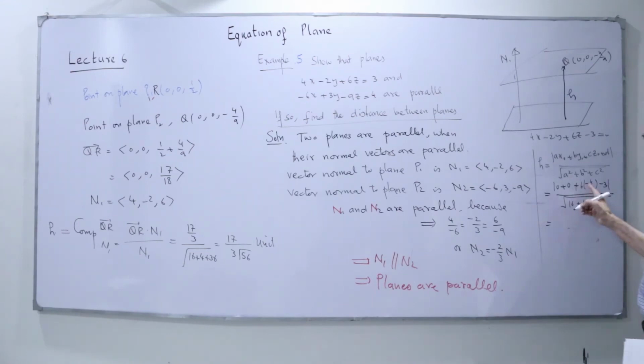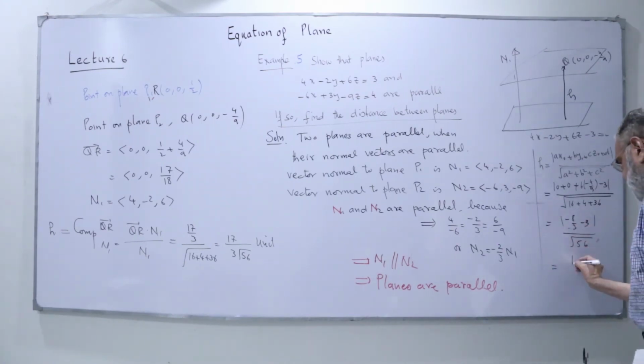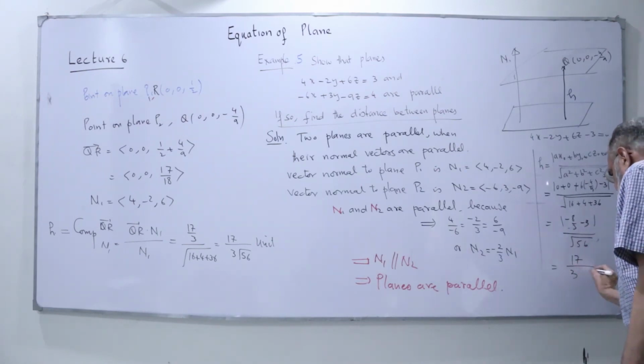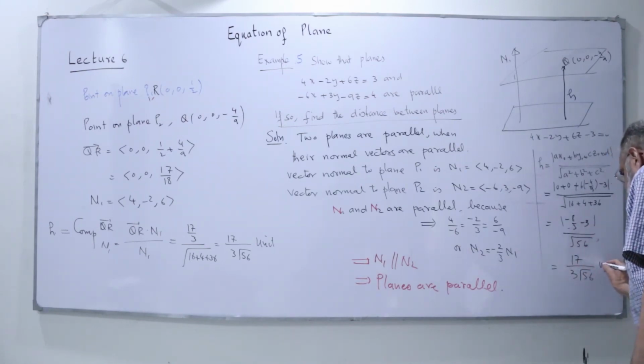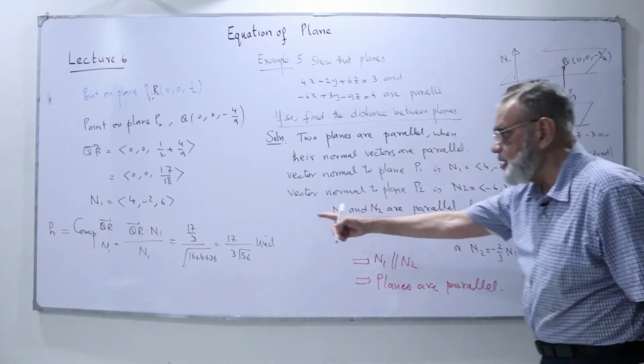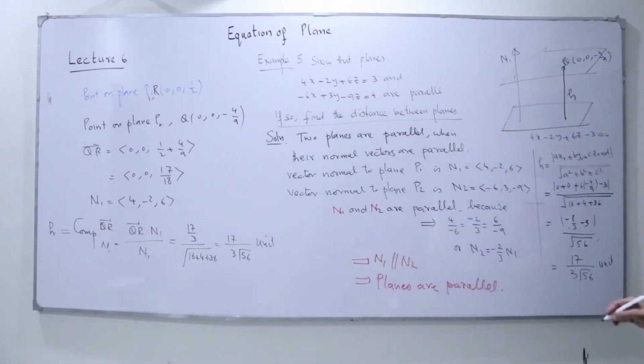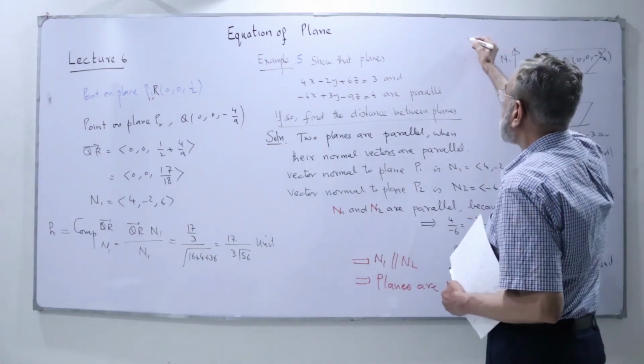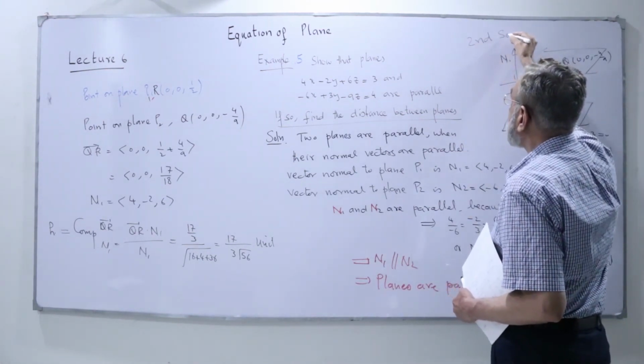We simplify this one, and we get minus 8 upon 3 minus 3, in absolute value, over root 56. Simplifying this, the result is equal to 17 into 3 over root 56, minus 17 by 3 over root 56. The same result which we got by the first method. This is the second way of solving it.